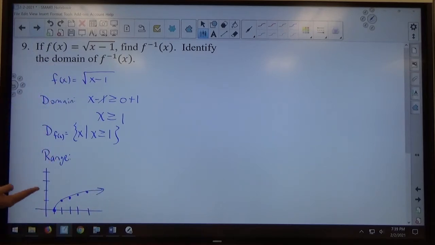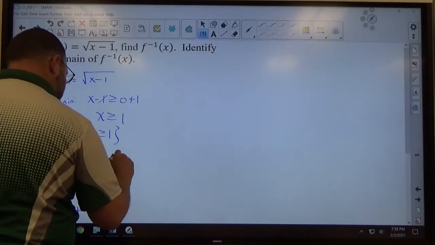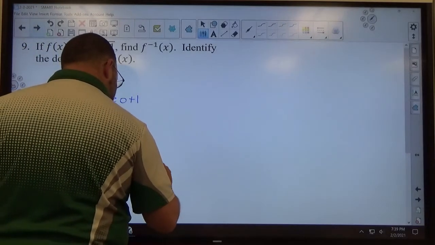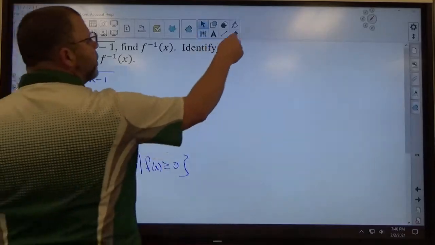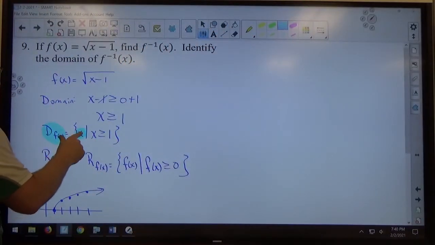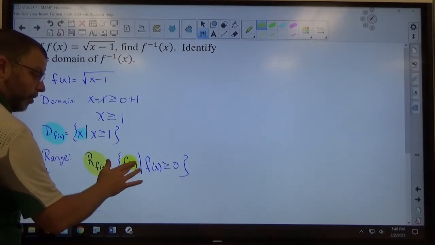And looking at the range is about the y coordinates. 0 is the bottom, then it gets bigger. So the range of f of x is the set of all f of x such that f of x is greater than or equal to 0. Okay. And notice the domain and the range. Domain is all about x. Range is all about f of x, also known as y.